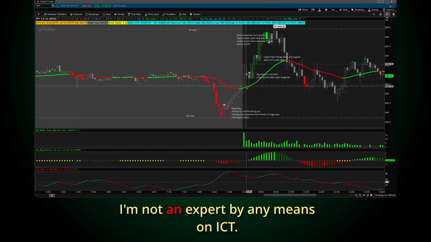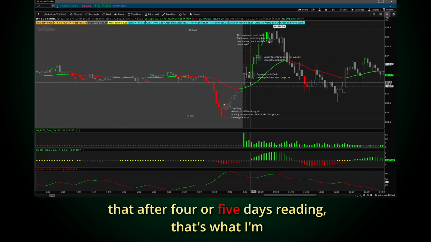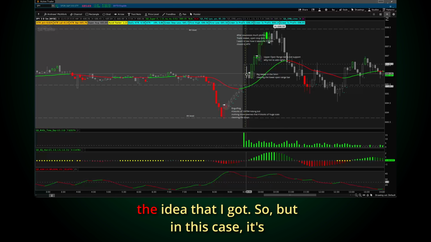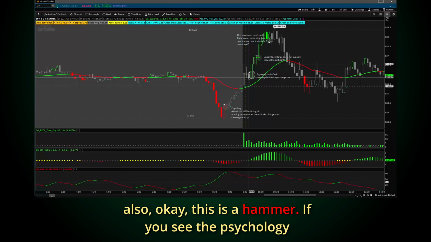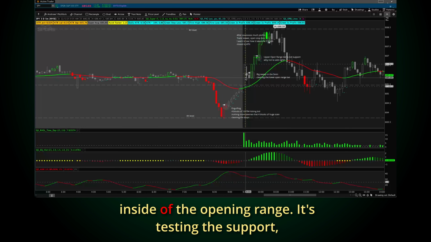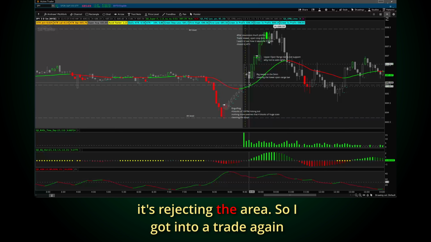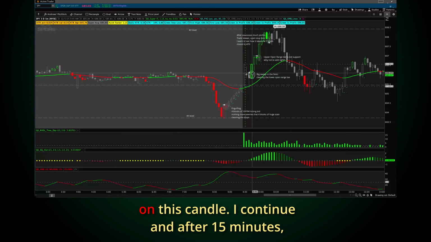Again, I'm not an expert by any means on ICT. It's just that after 4 or 5 days reading, that's the idea that I got. But in this case, it's also, okay, this is a hammer. If you see the psychology of the candle, the candle is still inside of the opening range. It's testing the support, it's receiving volume, and it's rejecting the area. So I got into a trade again on this candle.